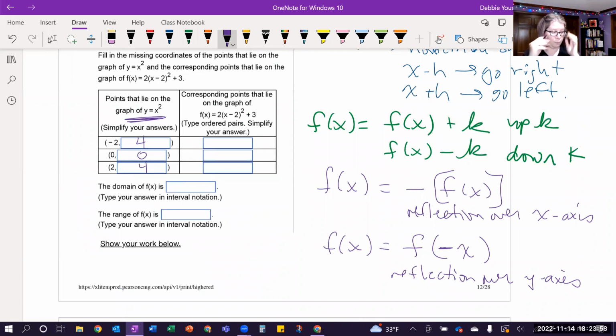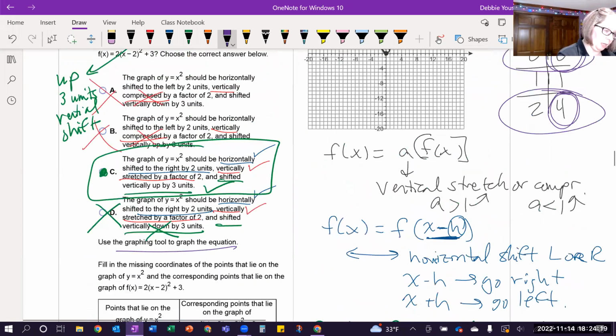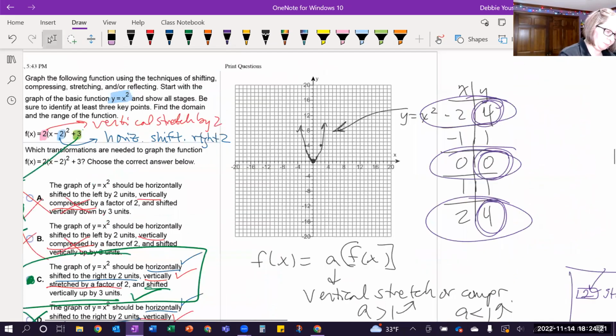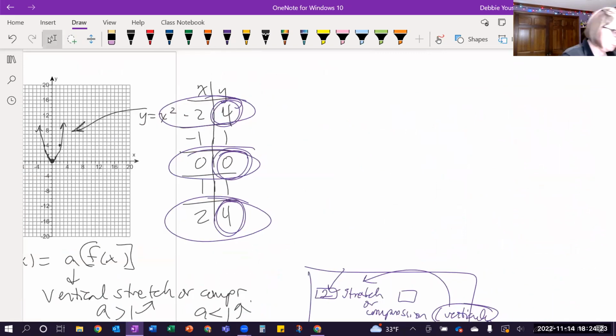Okay. Now, for the new function, it says to type your ordered pair. So I'm not putting in just the output, I'm putting in the whole ordered pair. And so what I need to see is where did this point 0, 0 get moved to? And I'm going to start with the 0, 0 in the center. So where did it get moved to? So what I can do is go back up to this chart. I'm going to make a new chart.